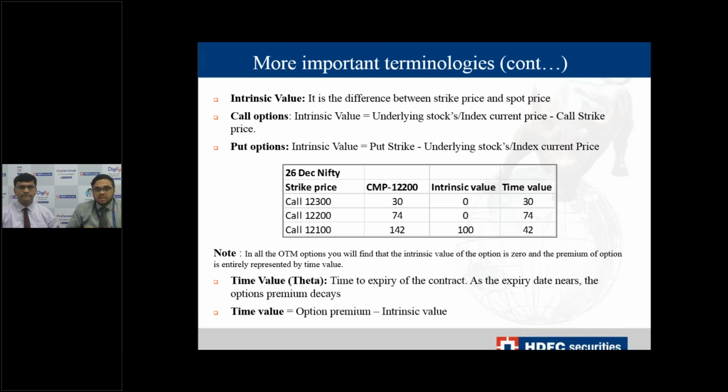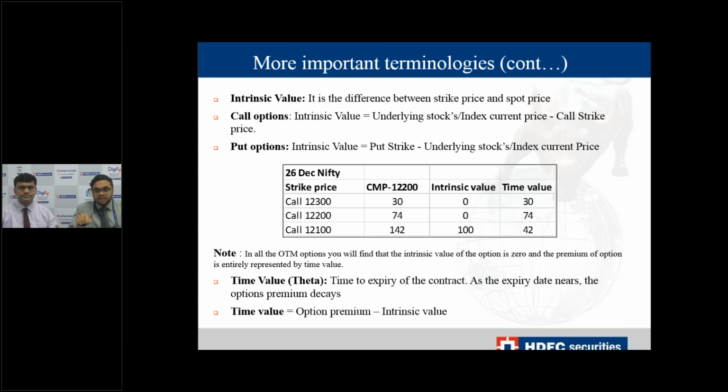So call option intrinsic value is underlying stock price or index current price minus the strike price. And in case of put, the intrinsic value will be the put strike price minus the underlying stock price or the index current price. So we can take a very simple example. So what is intrinsic value? Here the CMP of Nifty is 12,200 and the call is 12,300.